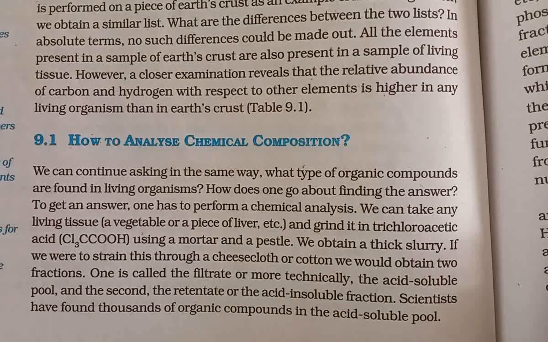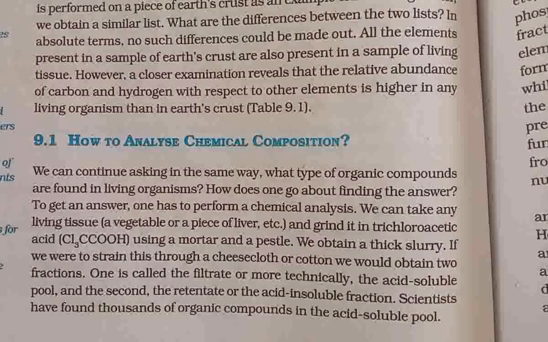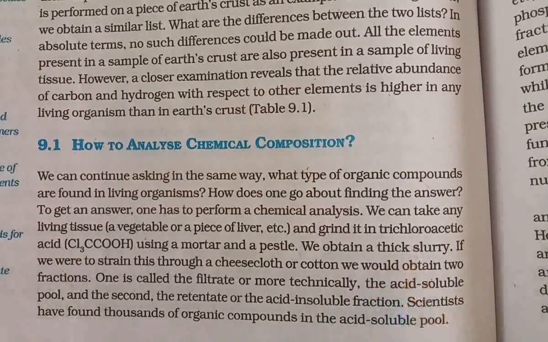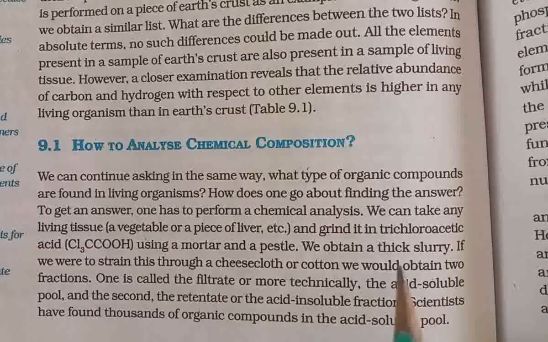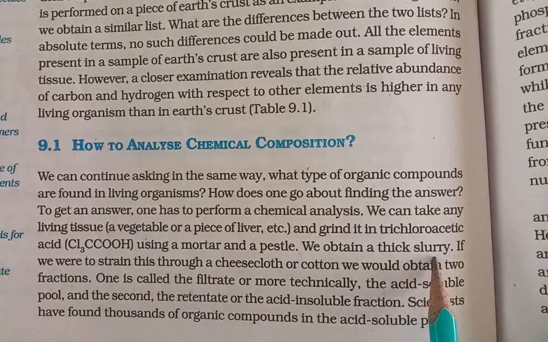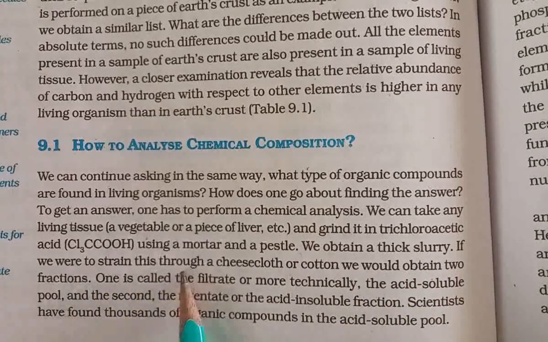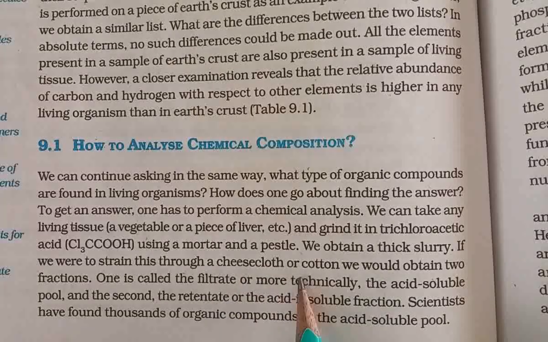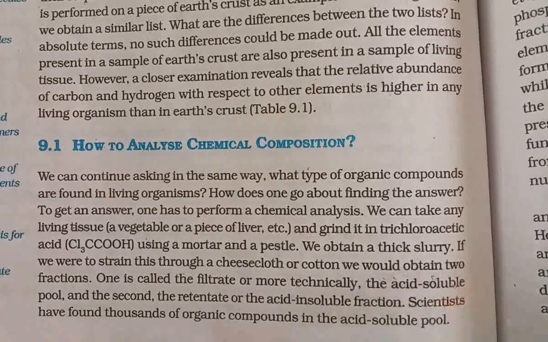We can continue asking in the same way what types of organic compounds are found in living organisms. How does one go about finding the answer? To get an answer, one has to perform a chemical analysis. We can take any living tissue, a vegetable or a piece of liver, and grind it in trichloroacetic acid. Using a mortar and pestle, we obtain a thick slurry. If we were to strain it through a cheesecloth or cotton, we would obtain two fractions.